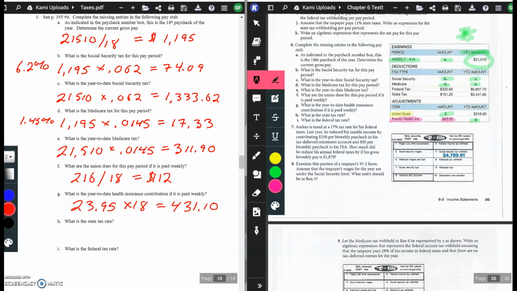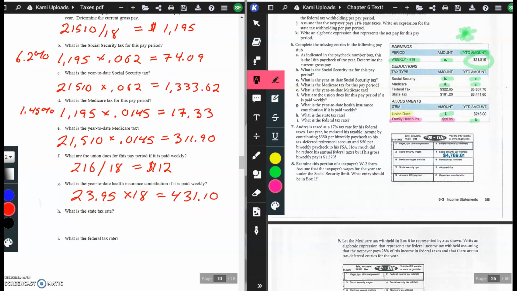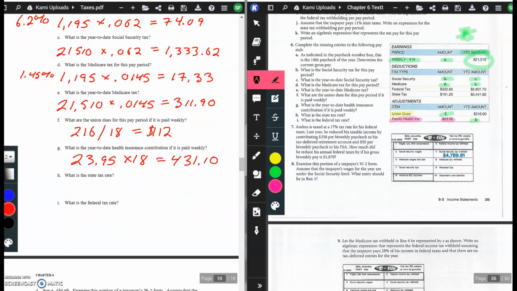Okay, state tax. H and I, we have to do a little bit of computation here. So we know that for our state tax, up here at the top, we have the state tax row right here. Our state tax amount on this paycheck is $191.20. So $191.20, and we are going to divide that by our total gross pay for this pay period, which is 1195.